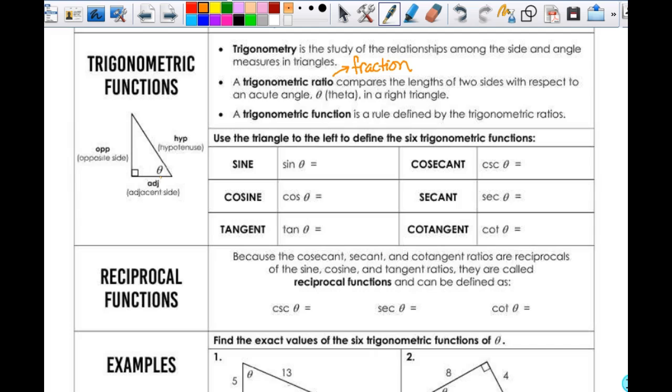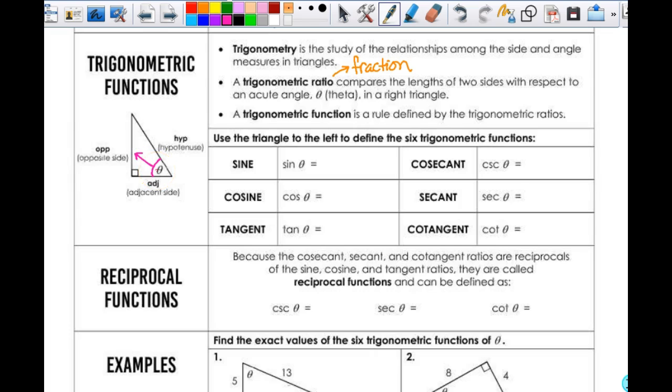You learned 3 trig functions in geometry. You learned sine, cosine, and tangent. Remember that they're all related. Theta is the angle that you're using, use either one, but this is what we're talking about. Opposite the angle is the opposite side.